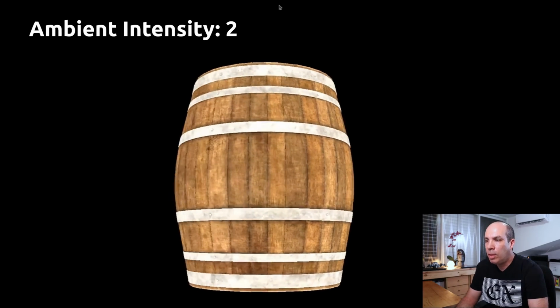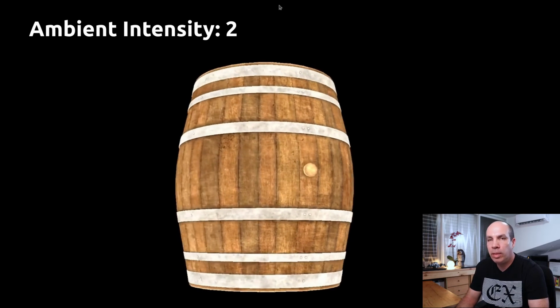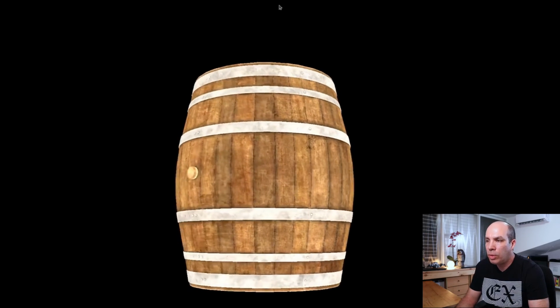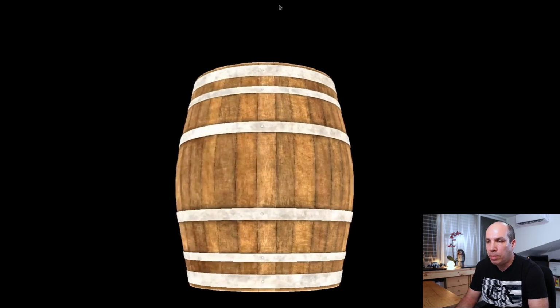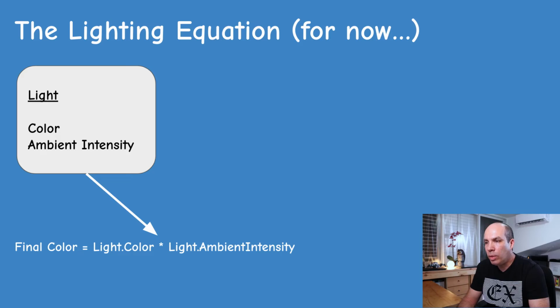You can think of the ambient intensity as some kind of a dimmer knob that allows you to increase or decrease the amount of light in a room or a scene. In our lighting equation, we modulate the color of light by multiplying it with the ambient intensity.